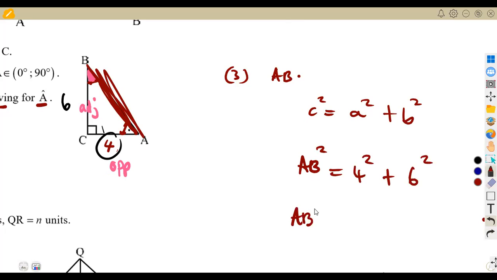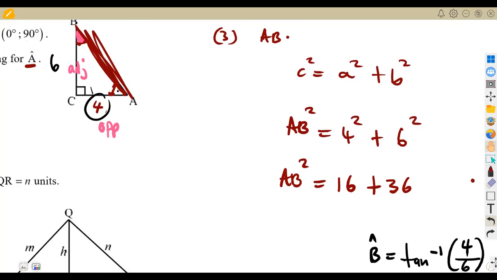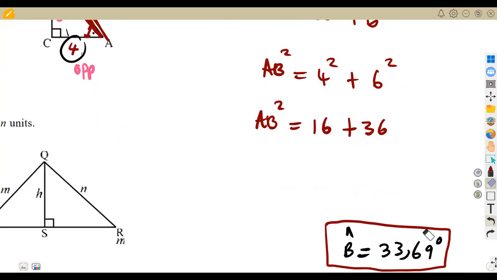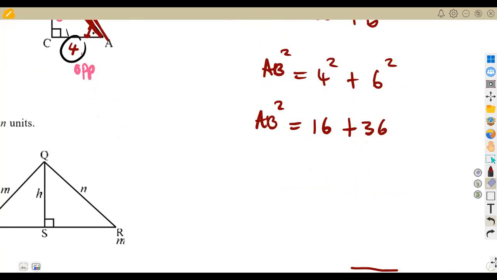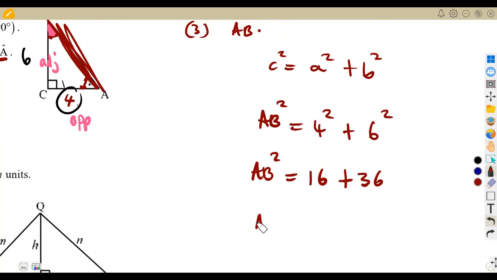So that's AB squared is going to be 4 squared. Remember, 4 times 4, guys, is 16. 6 squared, that's 6 times 6, which is 36. Then you're going to add these two. Okay, sorry for that. I'm now rushing here because this time is too much. I want us to finish this class. Okay, so this will be AB squared is going to be, you add these two.